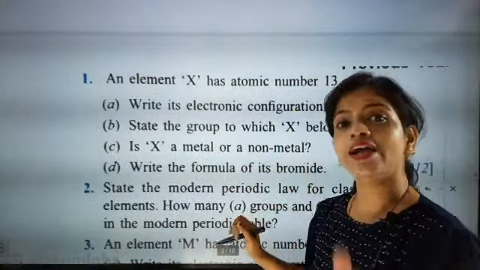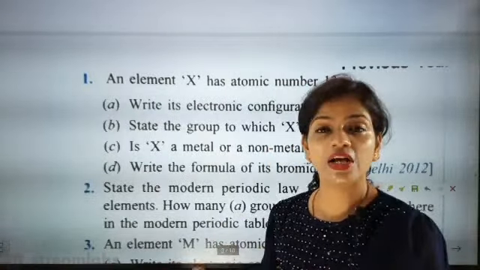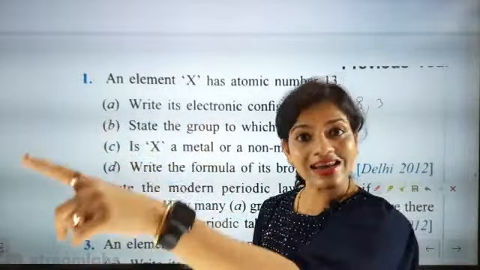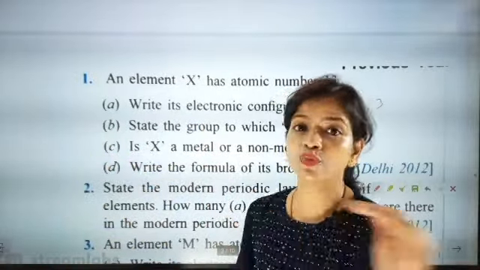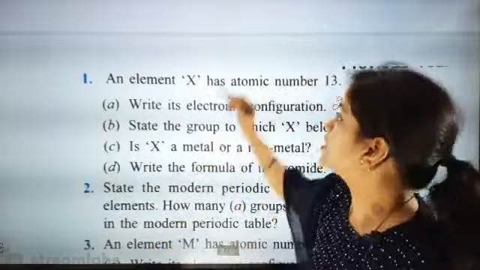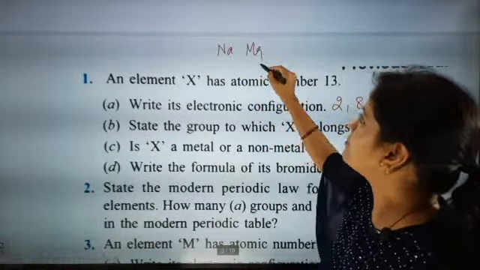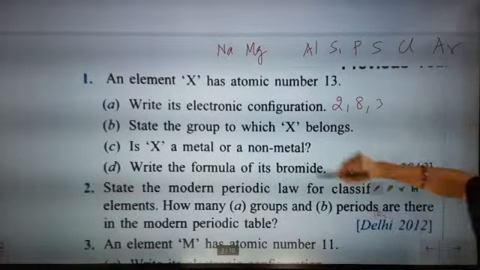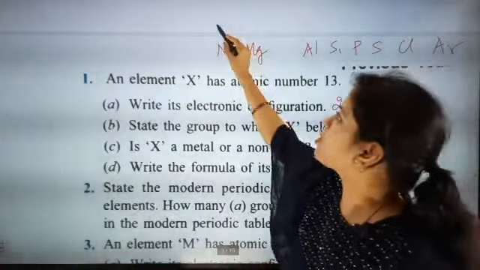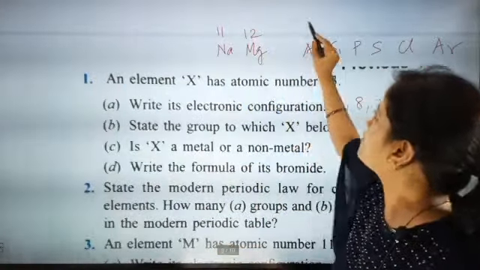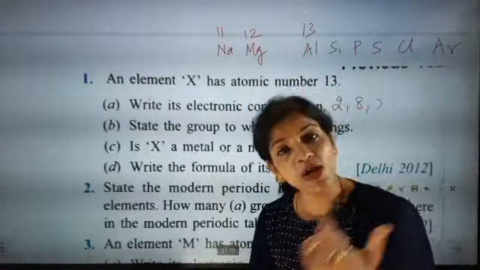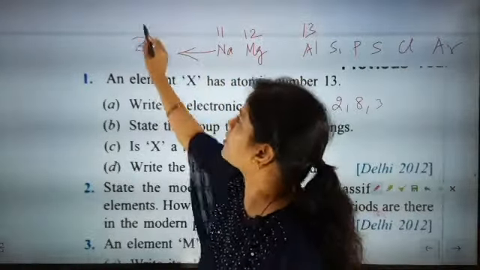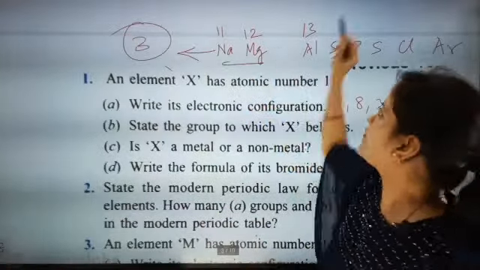So what is the atomic number of silicon? Aluminium, silicon, phosphorus, sulfur, chlorine, argon. Sodium, magnesium, aluminium, silicon, phosphorus, sulfur, chlorine, argon. Here it starts with sodium, atomic number 11, magnesium 12, aluminium 13. So its group number is also 13 and its atomic number is also 13. This is the story I am talking about for the third period. This is the S block and this is the P block.